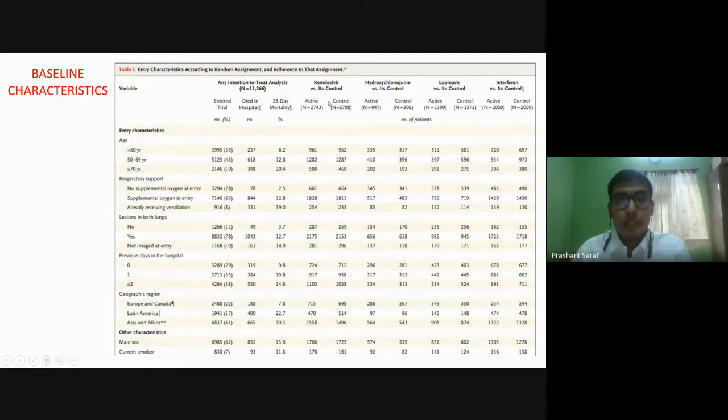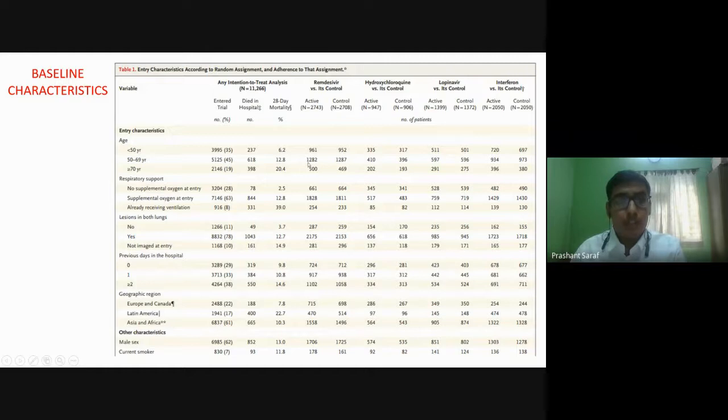Because if they are not similar, then the results might, it will act as a confounding factor and the results might not be very helpful for us. So we can choose any of these numbers. Like for remdesivir and its control, less than 50 years, 961 patients were there, and for control, for less than 50 years, 952 patients. So this is almost similar.